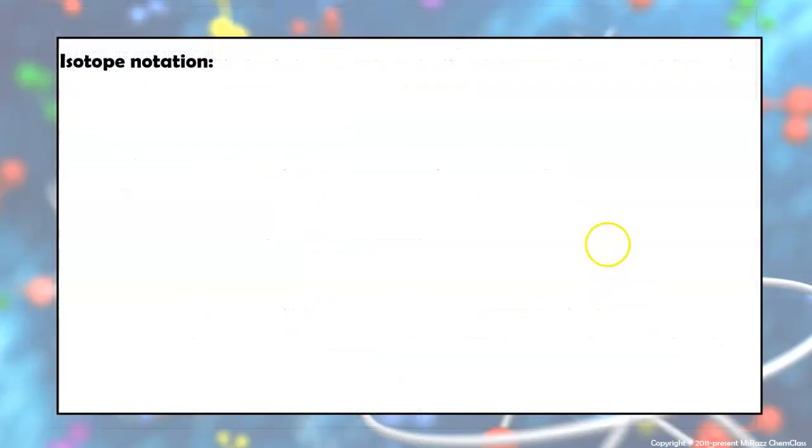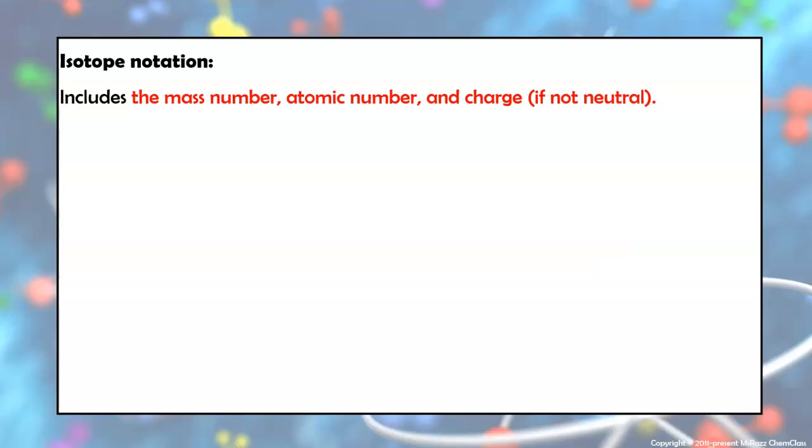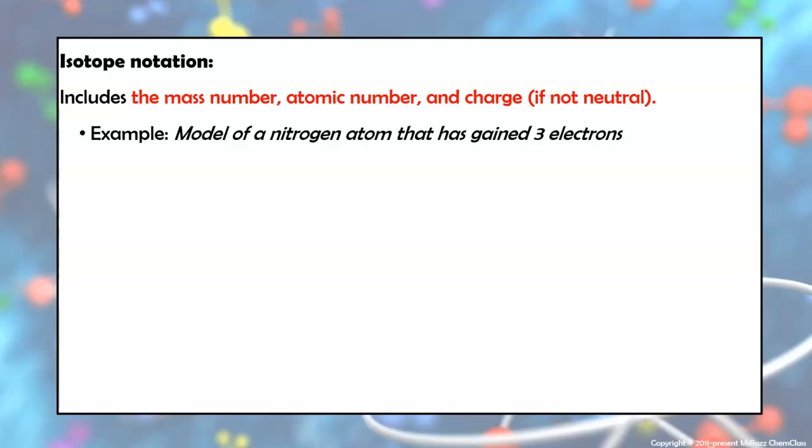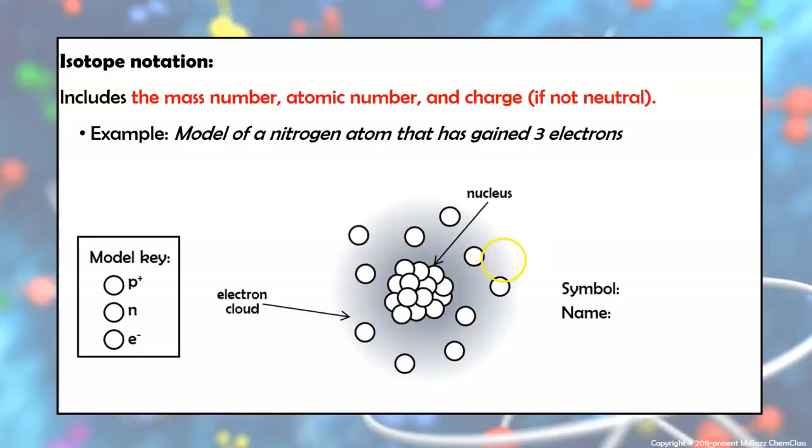All right, so we're going into isotopic notations. Whenever we do isotopic notations, like the picture of beryllium's isotope, we always have the mass number, the atomic number, and then if it's not neutral, meaning that if it has a charge, meaning it's an ion, then you put the ion charge. Okay, so a model of nitrogen atom that gained 3 electrons. So we're doing the isotope symbol and also showing how the atom looks when it loses or gains electrons.